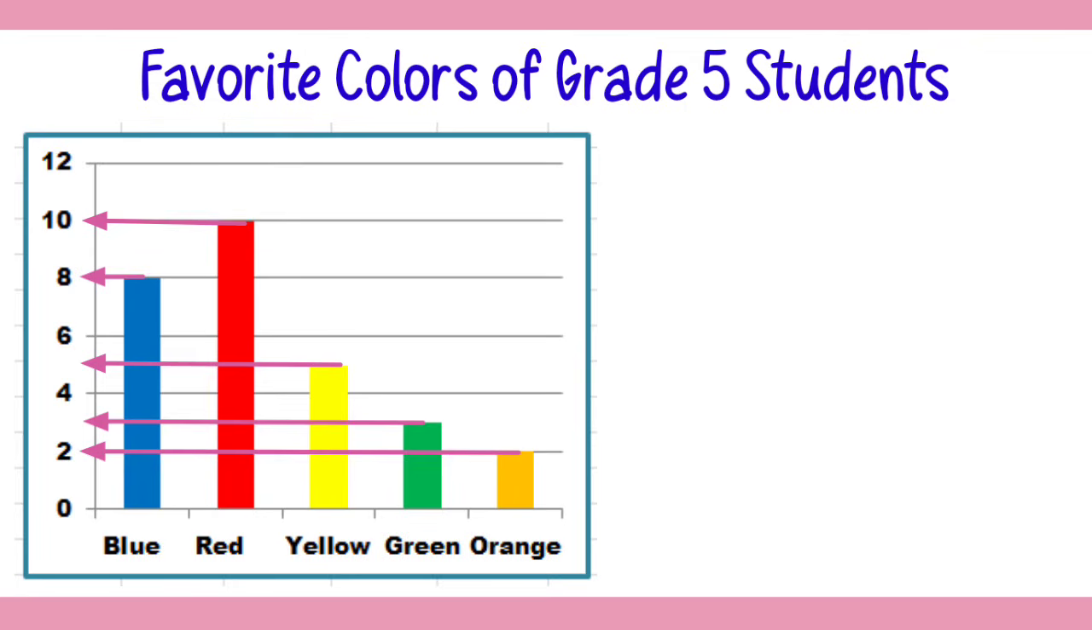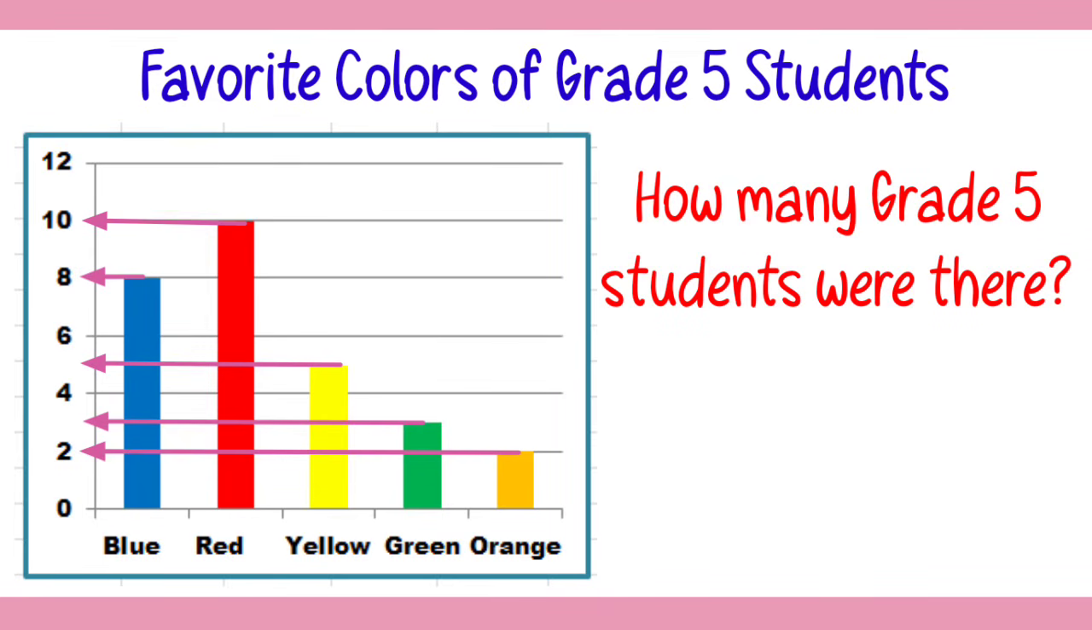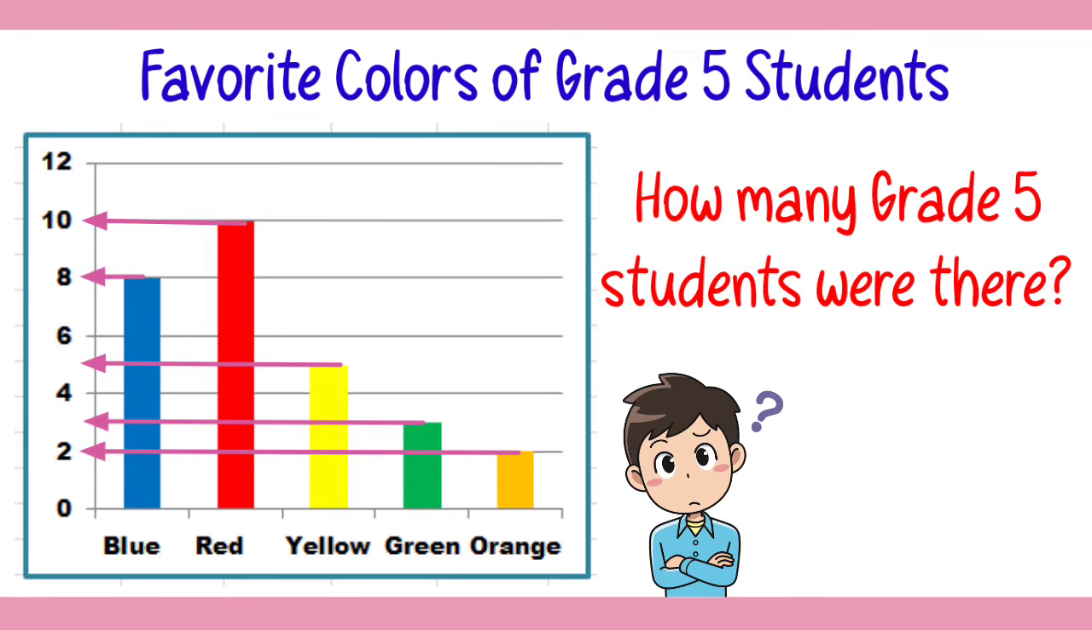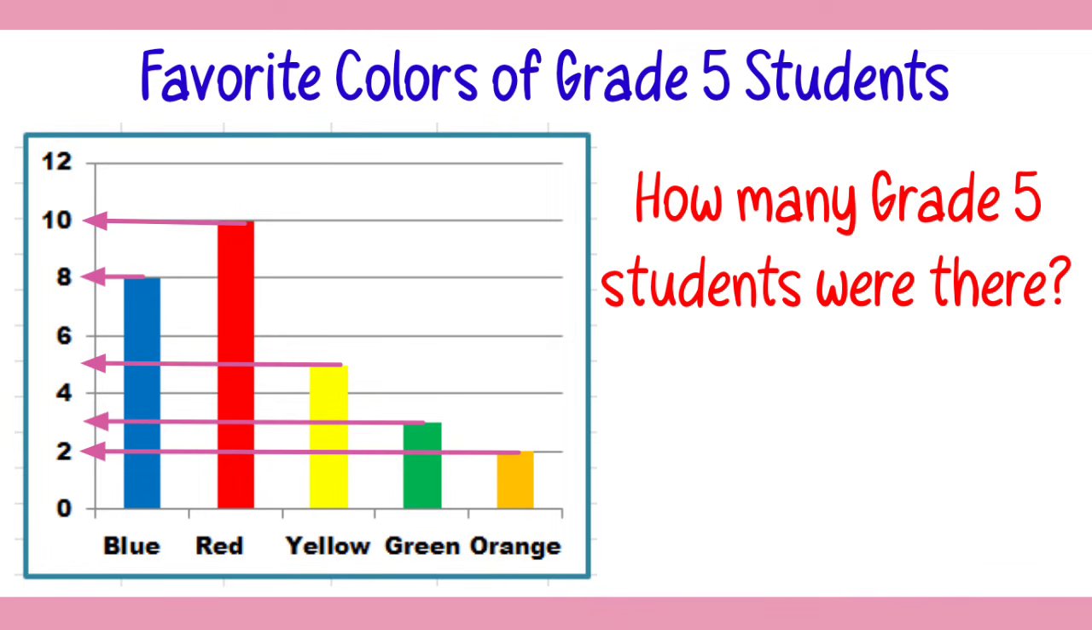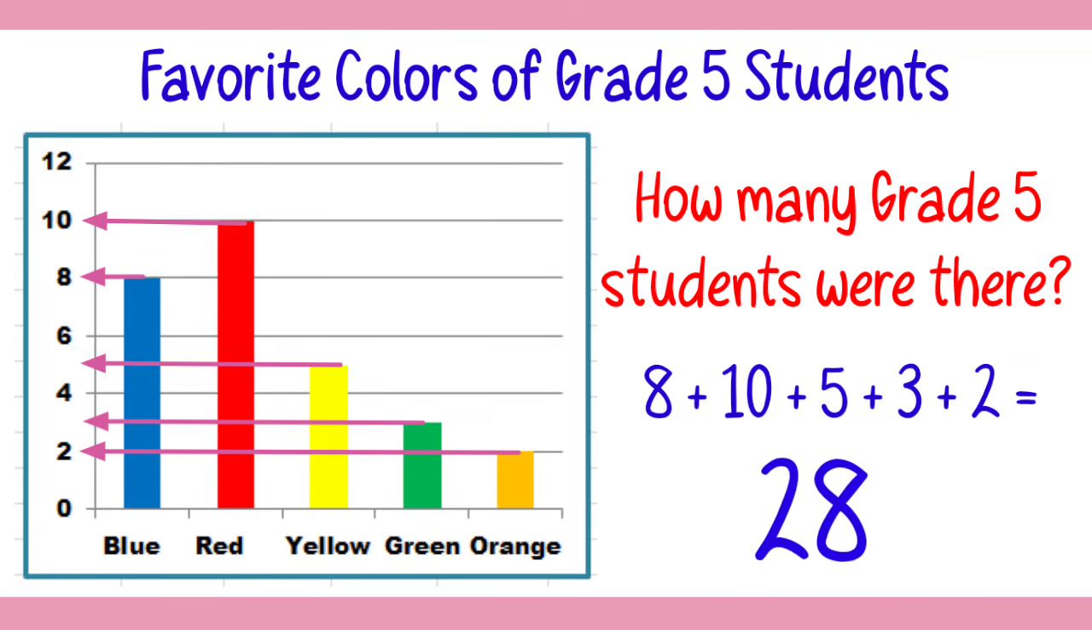Last question for this bar graph. How many grade 5 students were there in that school? What should we do to answer this question? We should add all the values. 8 plus 10 plus 5 plus 3 plus 2. The answer is 28. So, there were 28 grade 5 students in that school.